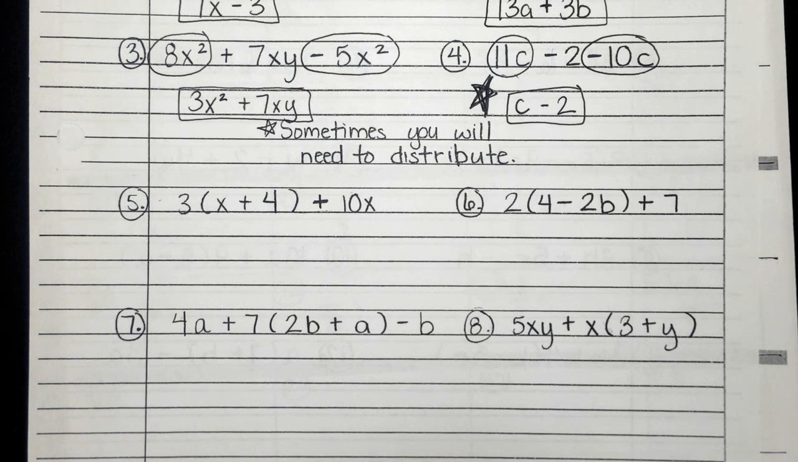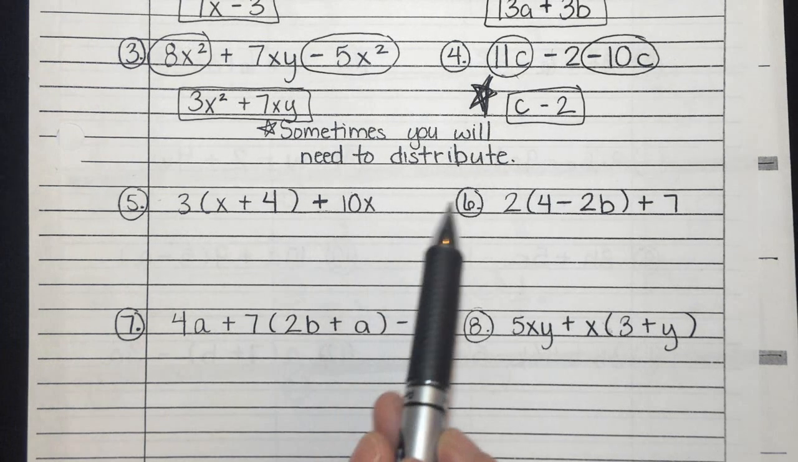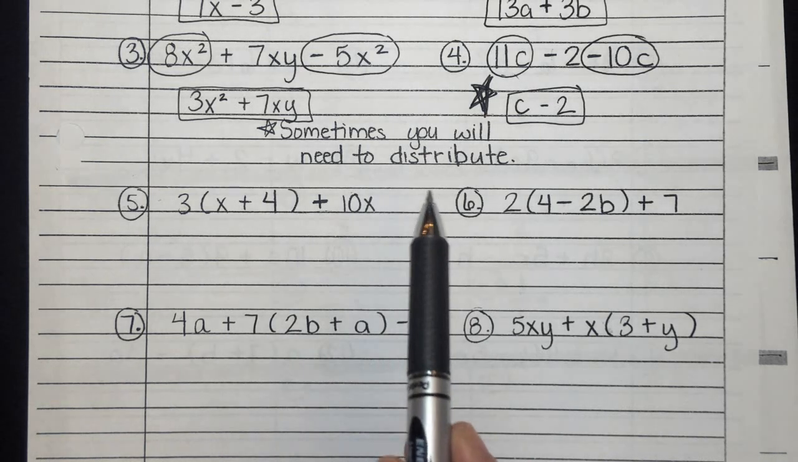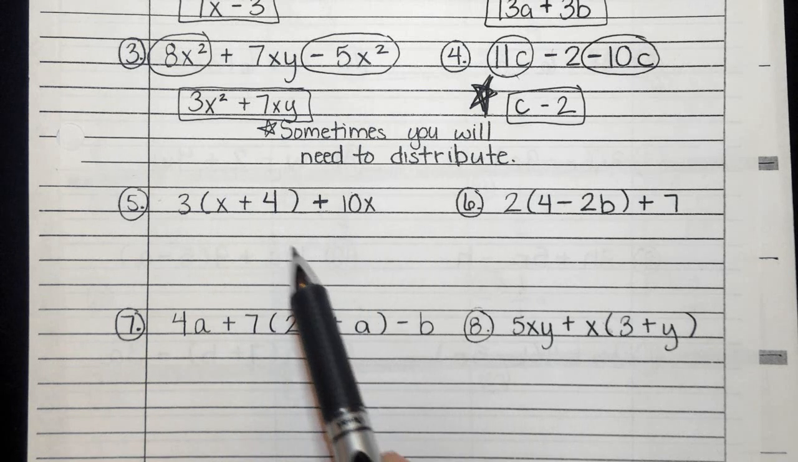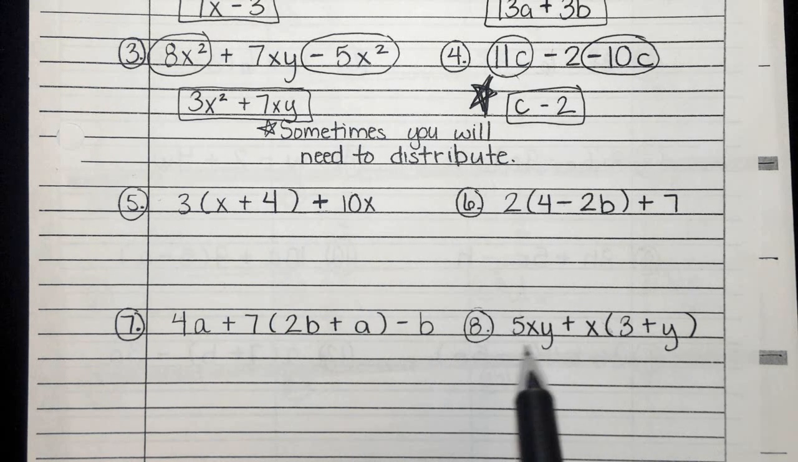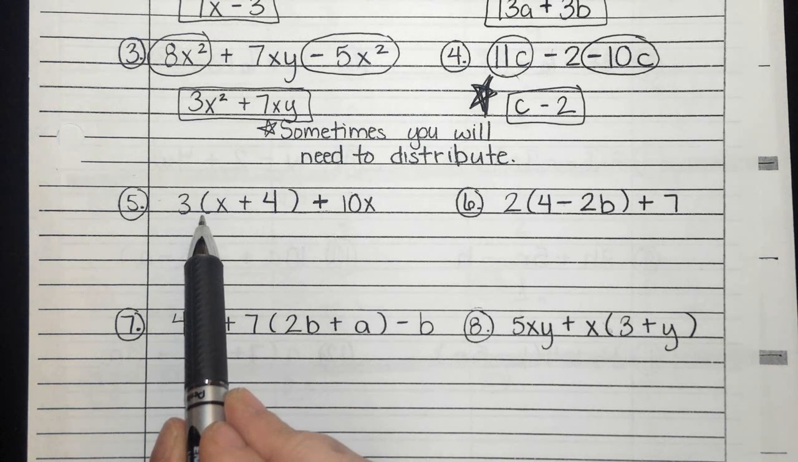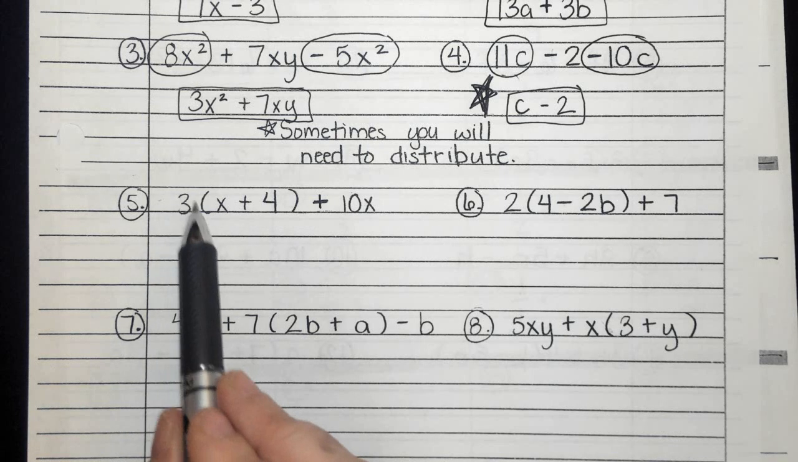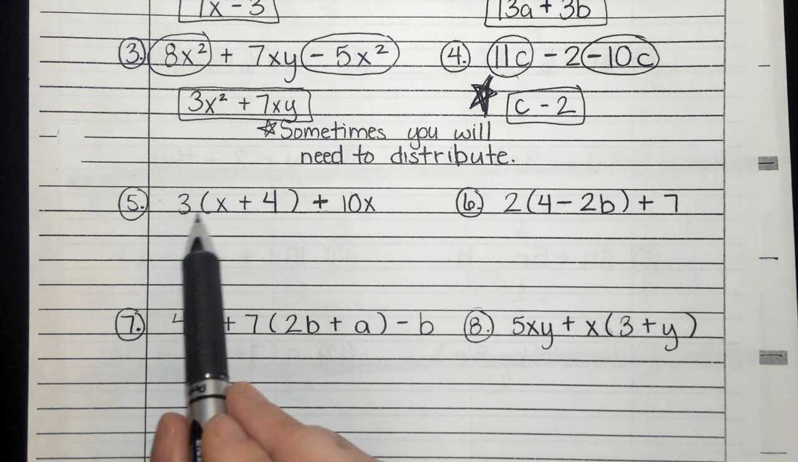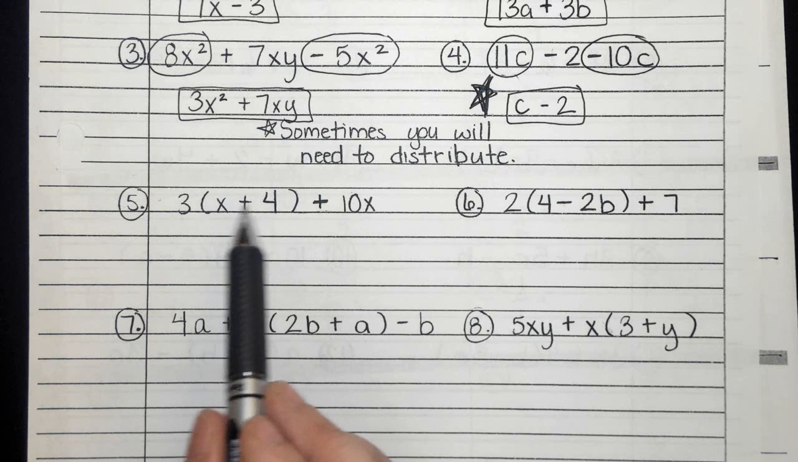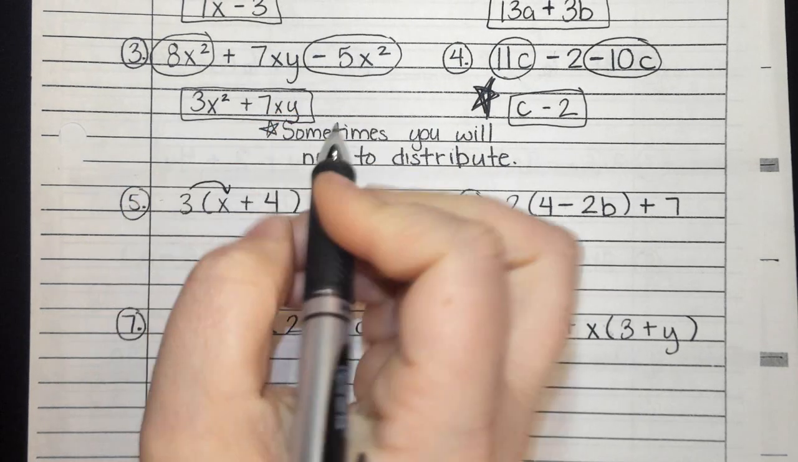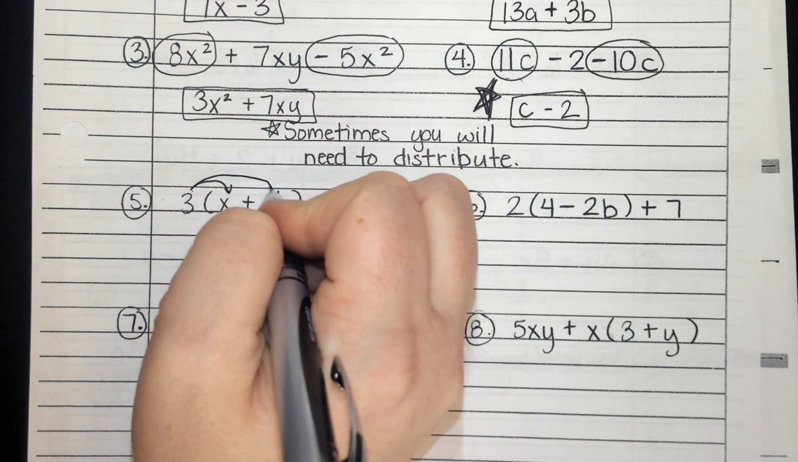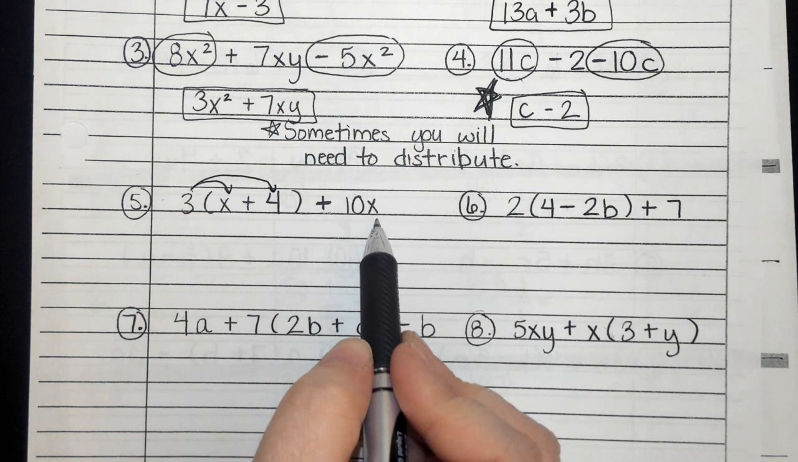Number 5 looks a little bit different, but there's a star separating these. And it says sometimes you will need to distribute. So on these next problems, we are going to need to distribute. So I'm going to look at number 5 with you, and then we'll do number 6 and 7 together. So for number 5, I have a 3 next to my parentheses. Since I can't do x plus 4, we are going to have to distribute that. When I pass that 3 out, so I'm passing it to x, I'm passing it to 4, am I going to pass it to the 10?